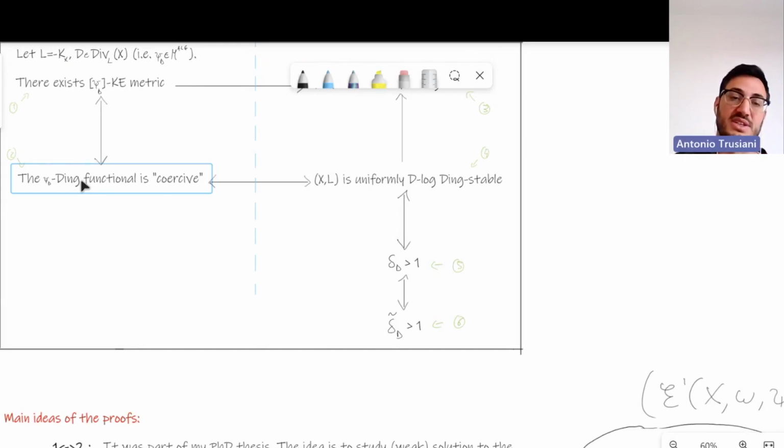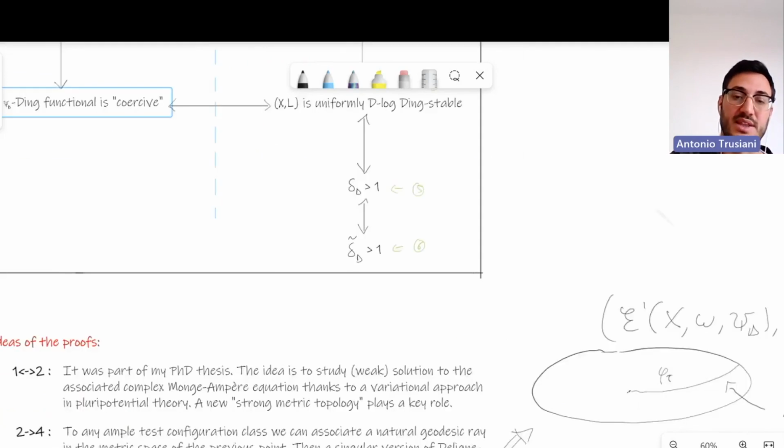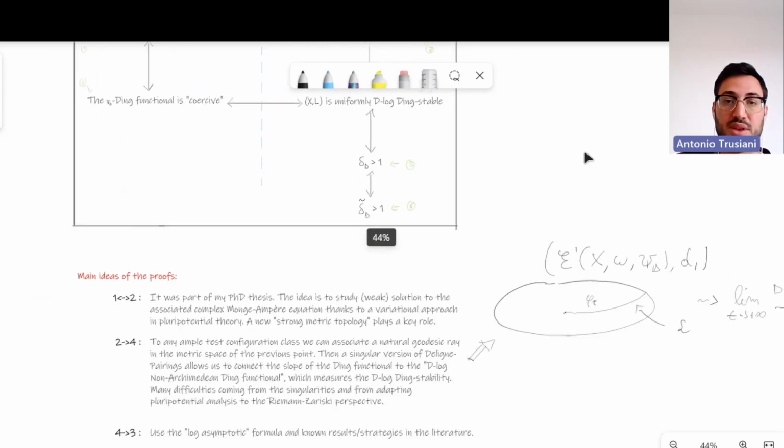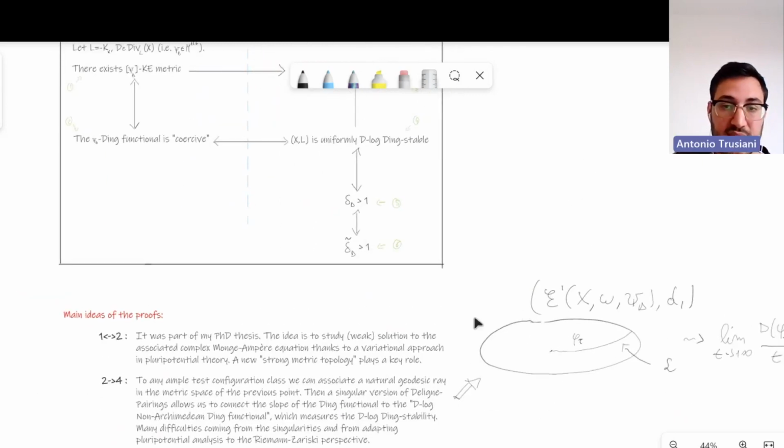And the point is that this Ding functional is convex along geodesics, and you can prove that inequality. But this point of view, this strong metric topology, comes from this space. It's important also to prove that going from Kähler metrics to the uniform Ding stability. Indeed, to any ample test configuration, we can associate a geodesic ray in this space. And the geodesic ray is algebraic because it is constructed starting from an ample test configuration.